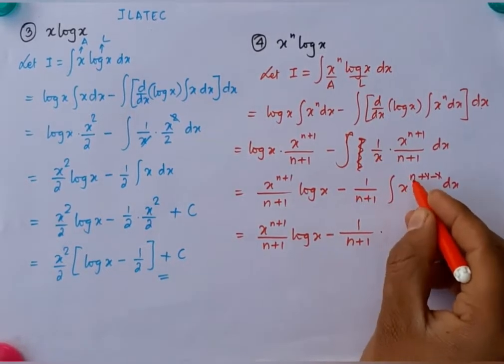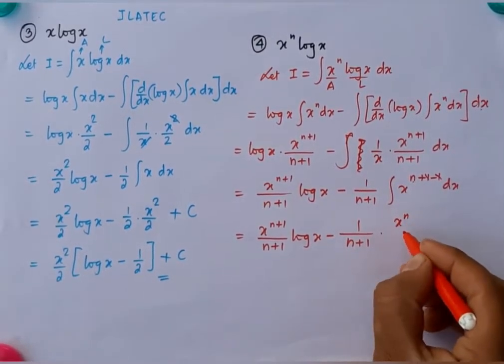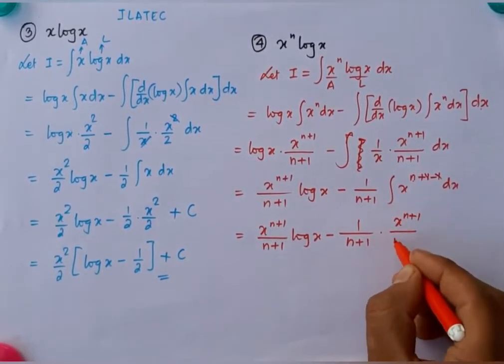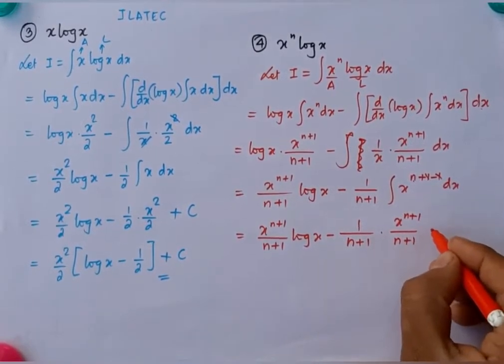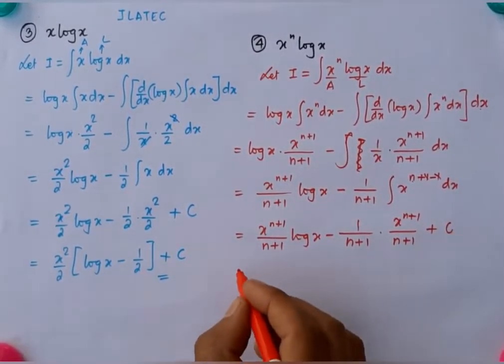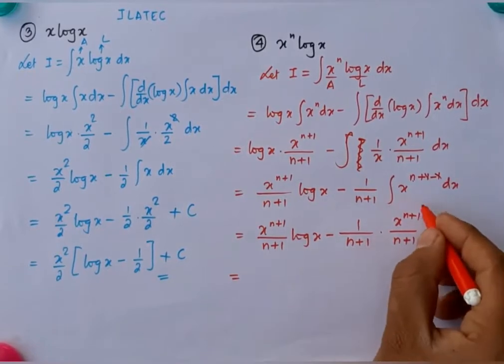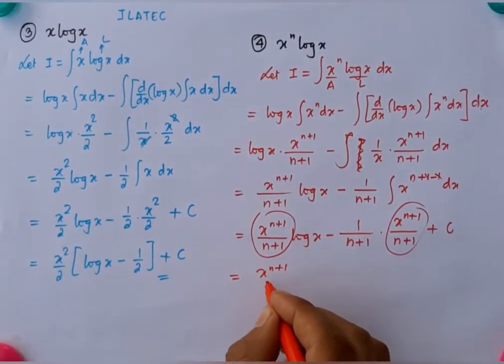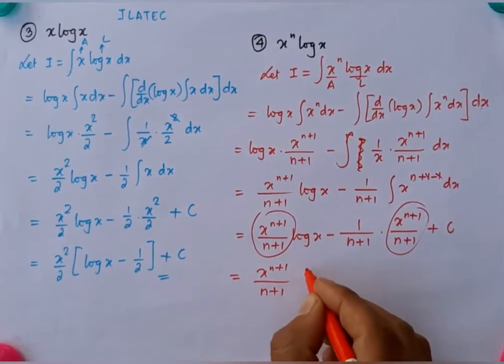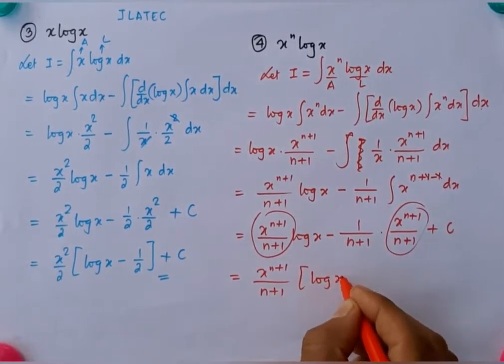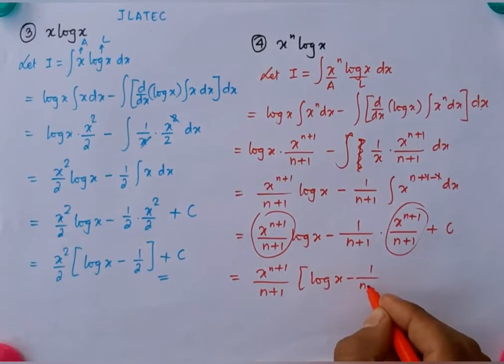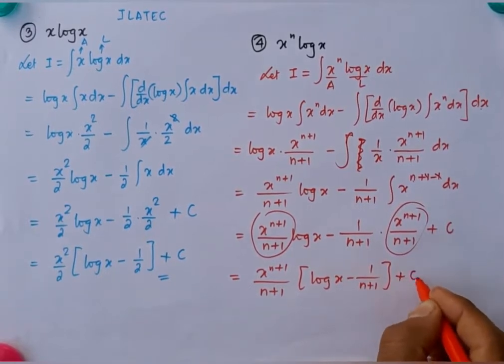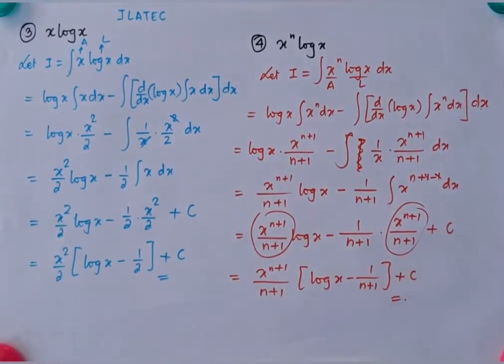Now the integral of x to the power n is again x to the power n plus 1, I'm sorry, divided by n plus 1, with constant of integration. So as usual, I see that this part is common here, so let me keep it common. So you have log x minus 1 by n plus 1 with constant of integration. So you may pause the video and note it down.